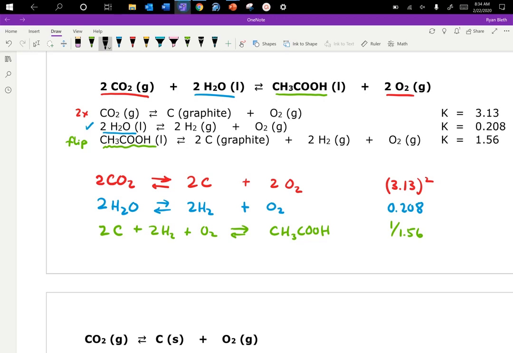We're going to want water on the left. We've got it. We're going to want CH3COOH on the right. And we've got it. But let's make sure everything else cancels out. So here 2 carbons would cancel 2 carbons. We've got a winner there.